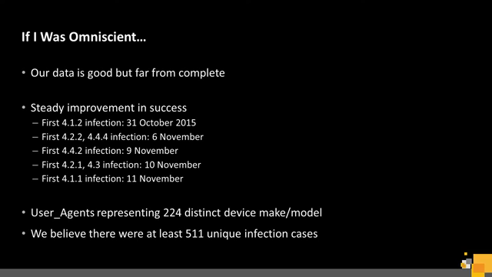versions of Android, right? So in the end, we saw 224 unique user agent strings that indicated different makes and models of phones, versions of Android, et cetera, and probably somewhere north of 500 infections during this time. Again, this is just in the October until March timeframe.